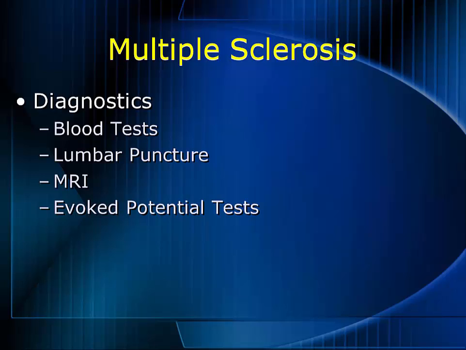There is a set of accepted criteria for multiple sclerosis diagnosis. Since it is difficult to diagnose, it must be done by a neurologist who specializes in treating MS. Ultimately, the diagnosis relies on ruling out other conditions that might produce similar symptoms. Analysis of blood can help rule out some infectious or inflammatory diseases that have symptoms similar to MS.